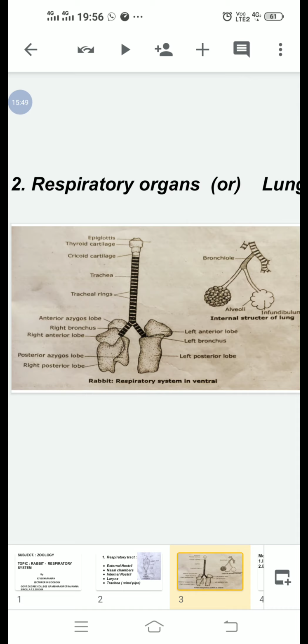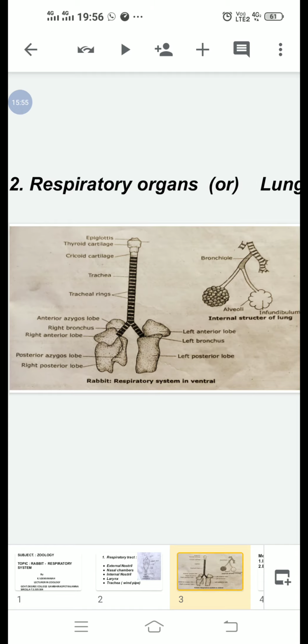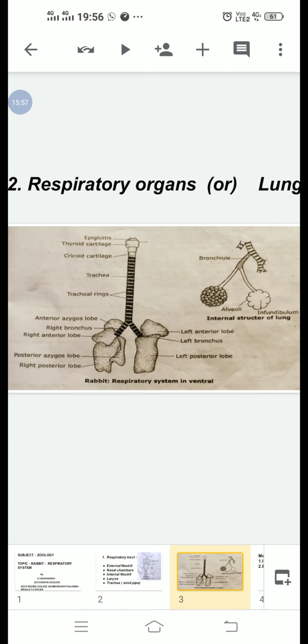The wall of alveoli is extremely thin and is made of elastic connective tissue fibers and surrounded by a fine network of capillaries.